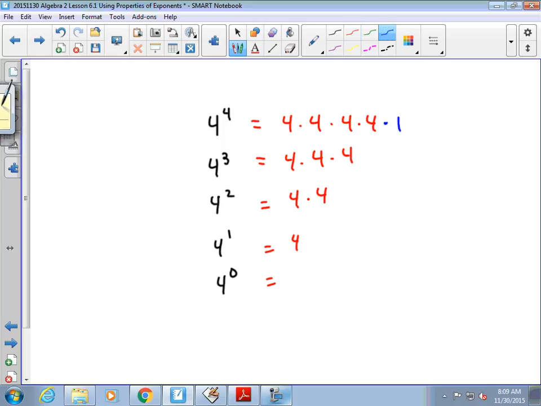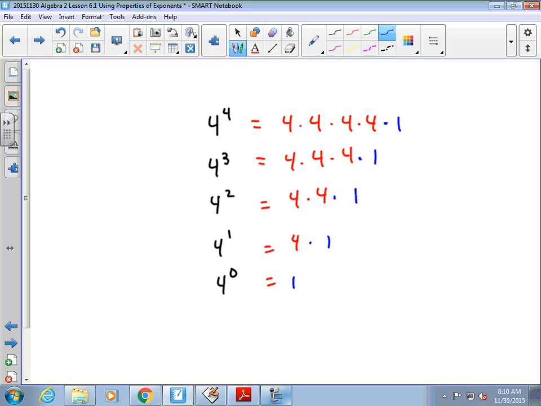So 4 times 4 times 4 times 4 times 1, 4 times 4 times 4 times 1, 4 times 4 times 1, 4 times 1. So what's the only thing that's left over from that? There are no more zeros because it's to the 0 power. So if the tree just continues to go down, then it's simply 1. And that's why anything raised to the 0 power is 1.